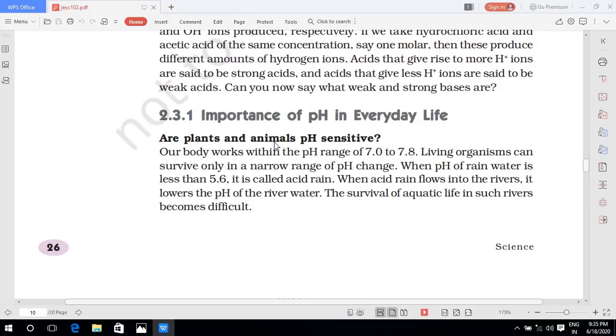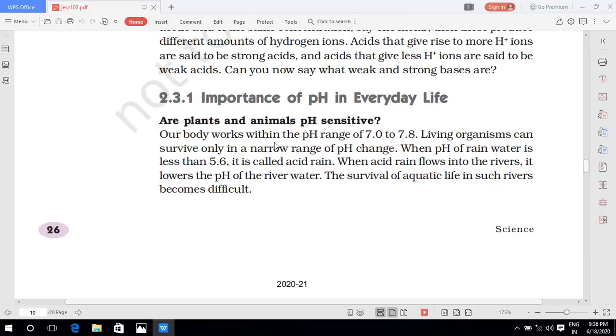So all animals, all life, all living things, they have a certain limit of these acidic and basic compounds. If it is too basic, it is harmful. If it is too acidic, then also it is harmful. So our body works within the pH range of 7.0 to 7.5.